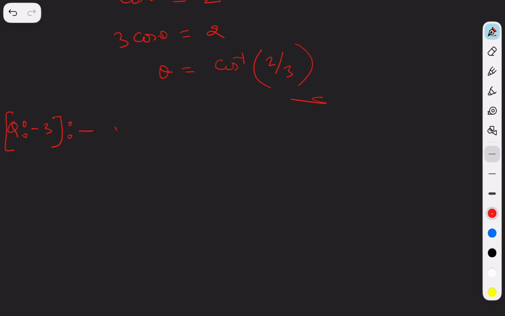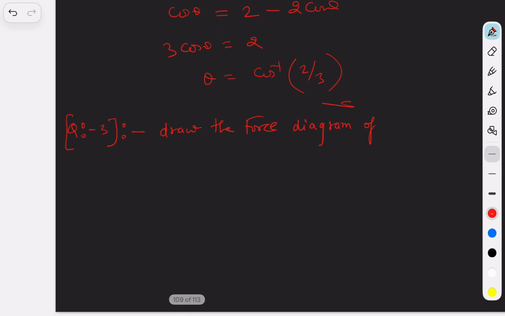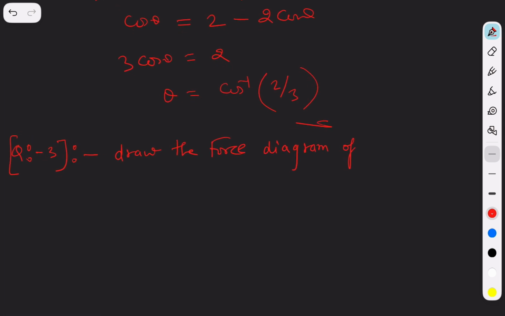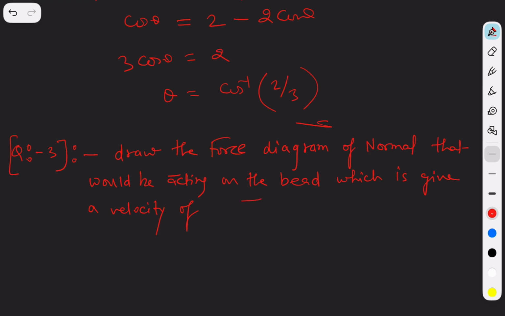Draw the force diagram of the normal force that would be acting on the bead, which is given a velocity of root 4gR at the point A, as shown in the figure.